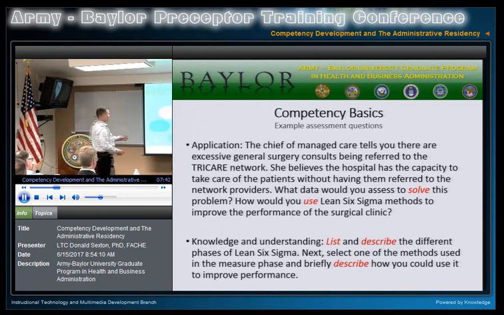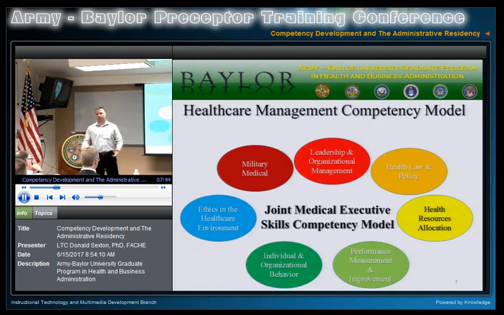This is a great way to conceptualize how we're going to do business together in terms of our didactic training and how you as preceptors can help to develop competencies during their residency year. For our program, the competencies were developed from the Joint Medical Executive Skills Institute, and this was a federal requirement, or a congressional requirement, from the mid-90s. What they required was that the military health system have core competencies that each executive should have in order to be a senior executive within the military health system.